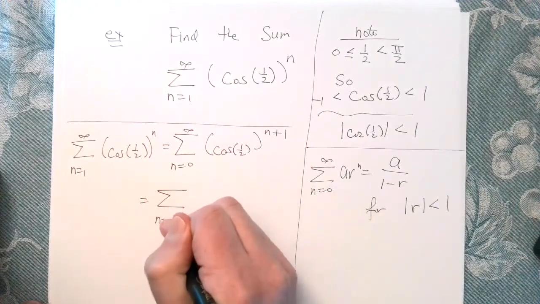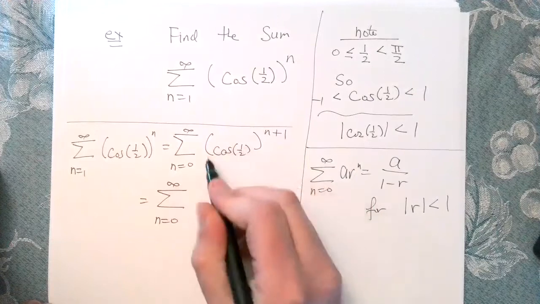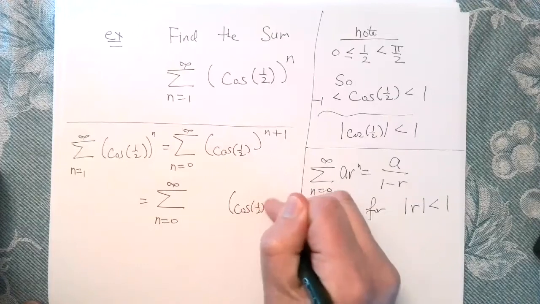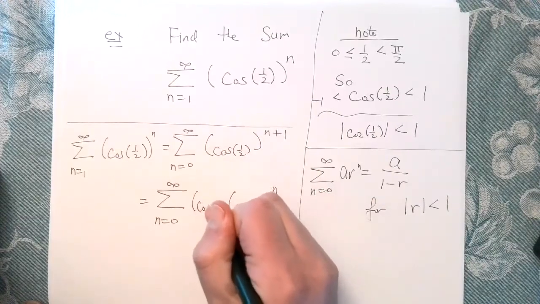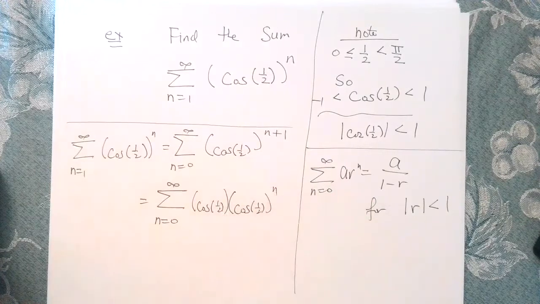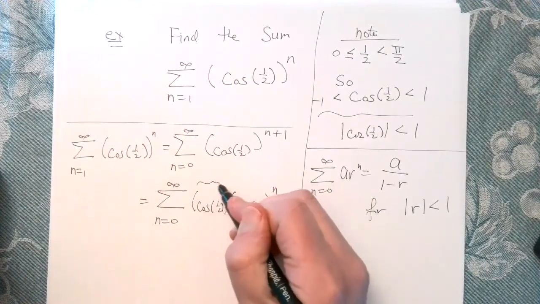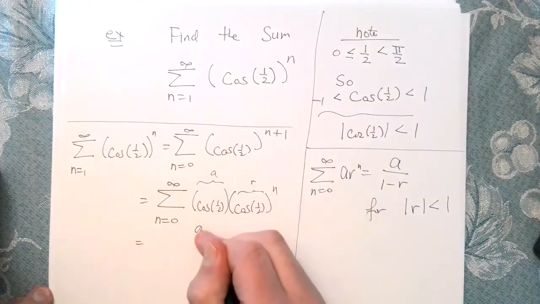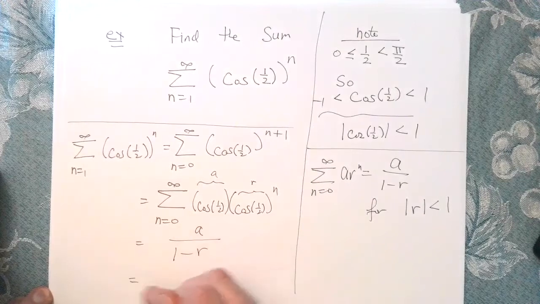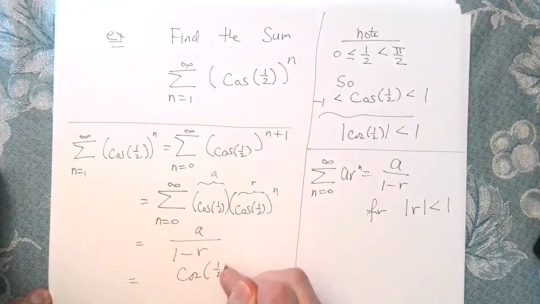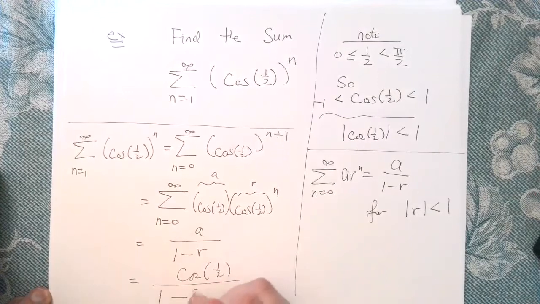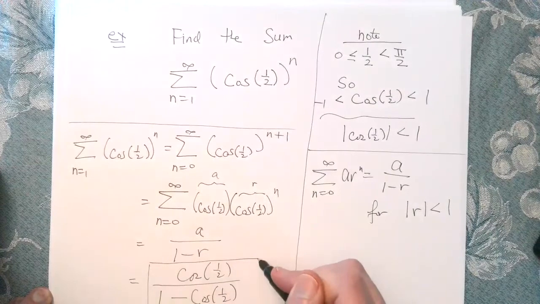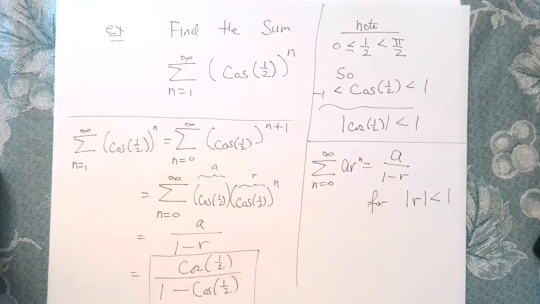So by doing a little bit of algebra, we get the following. So I can split this up into cosine of 1/2 to the n times cosine of 1/2. So this turns out to be my a. This turns out to be my r. So I've got a over 1 minus r, and that's cosine of 1/2 radian over 1 minus cosine of 1/2 radian. I think that's about the nicest we can do for that. So that would be the sum of our series.